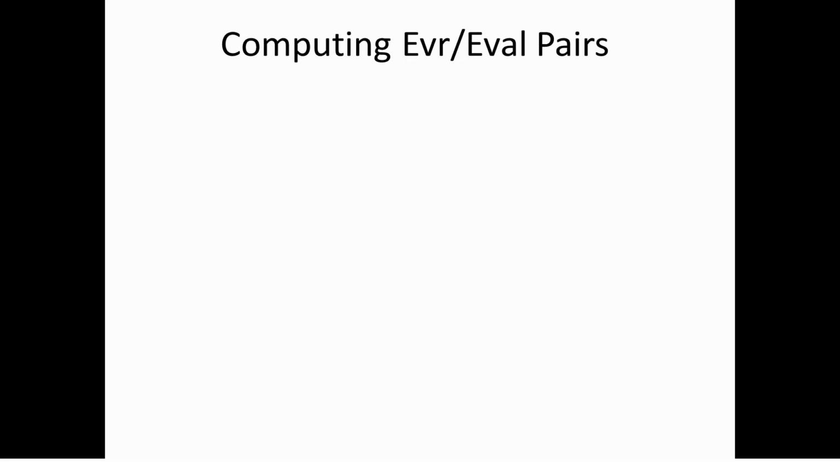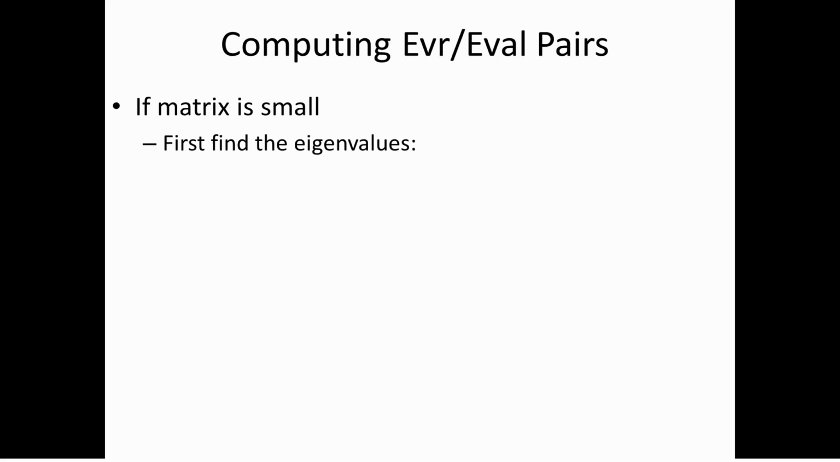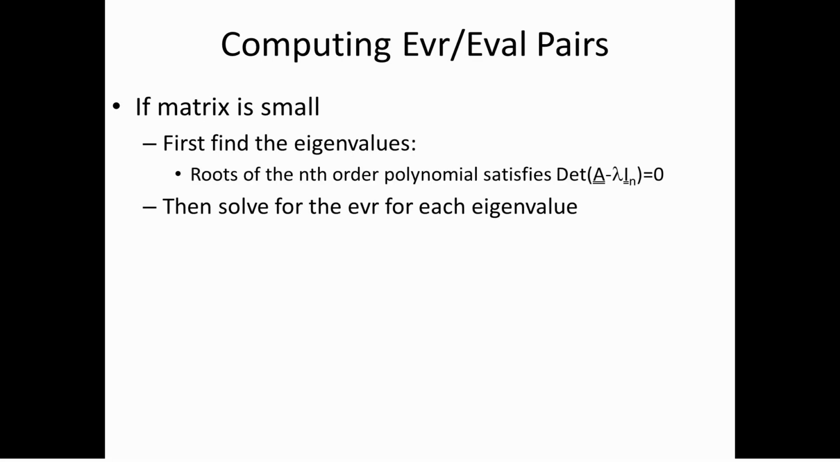Okay, how do we compute eigenvectors and eigenvalues? Well, if the matrix is small, we know how to do this. We generally find the eigenvalues and then solve for the corresponding eigenvectors. How do we solve for the eigenvalues? We solve for the roots of the determinant of A minus λ times the identity matrix equal to 0. This gives us an nth order polynomial in λ, called the characteristic equation. The n roots of the characteristic equation are our n eigenvalues.